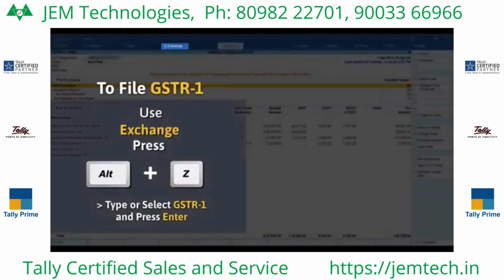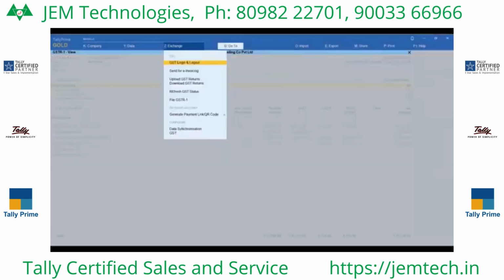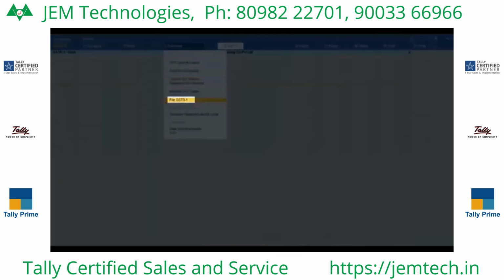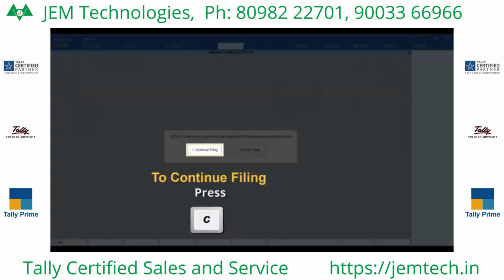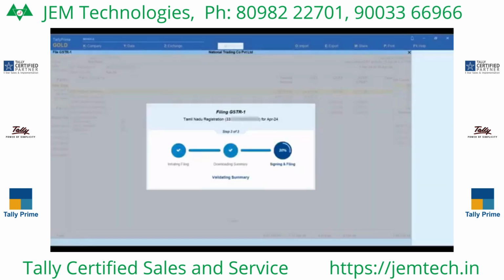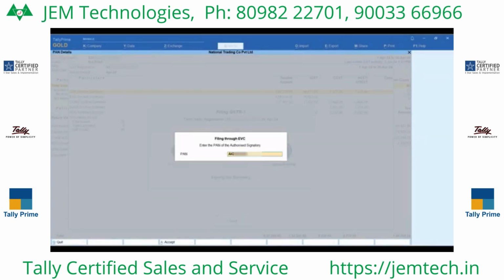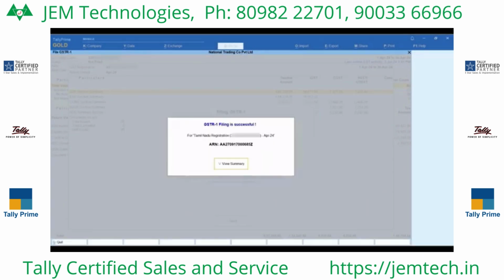Press Alt-Z and select File GSTR1. Press C to continue filing. Thereafter, you can go on to follow the next steps to file GSTR1.